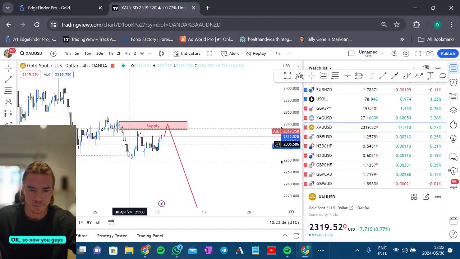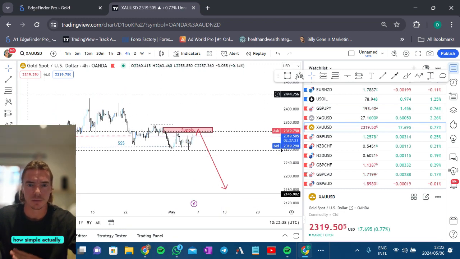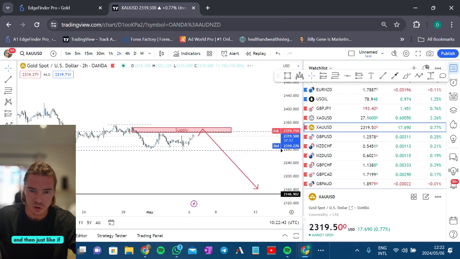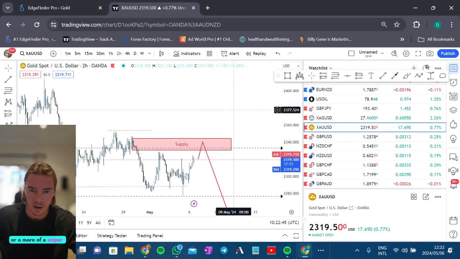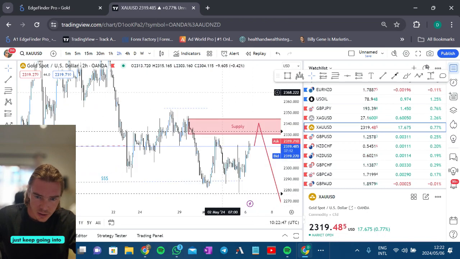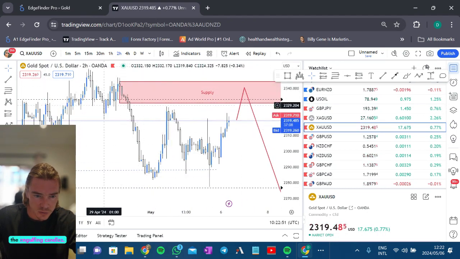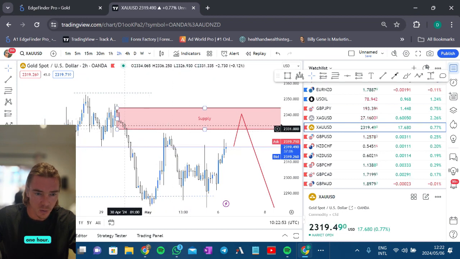Okay, so now you guys see how simple it can actually be. And you can always drop down into the lower time frames, and if you want a better, more sniper entry, just keep going into the smaller time frames, guys, and look for the engulfing candles. I don't see one there, so it's going to the 1 hour.